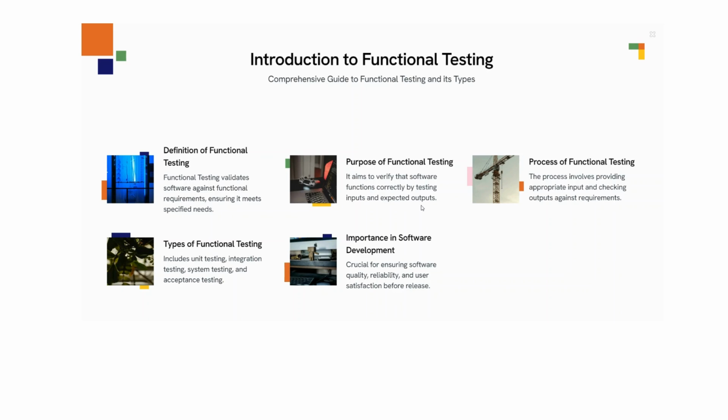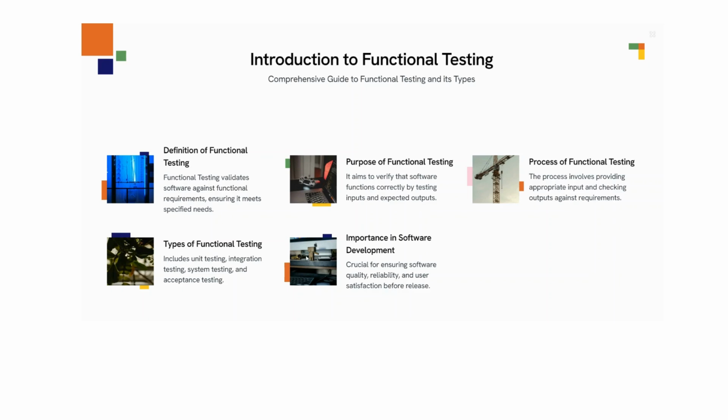Purpose of functional testing: it verifies the software functions correctly by testing inputs and expected outputs. We give the inputs and expected outputs, see what the actual results are, and test that actual result with respect to the expected outputs. The process involves providing appropriate input and checking outputs against the requirements. We always have the requirements for our functional applications, and if you are working in agile, then you get the stories for that particular application, and according to those requirements, you test the application and check the outputs against the requirements.